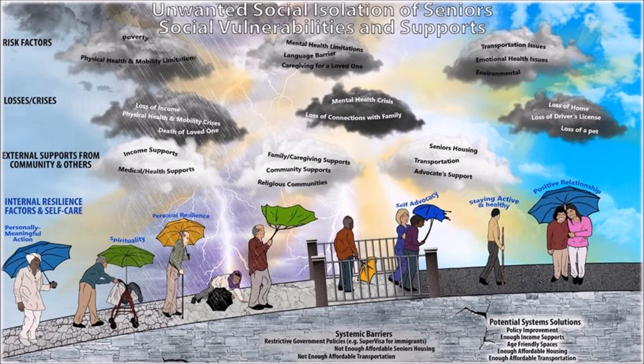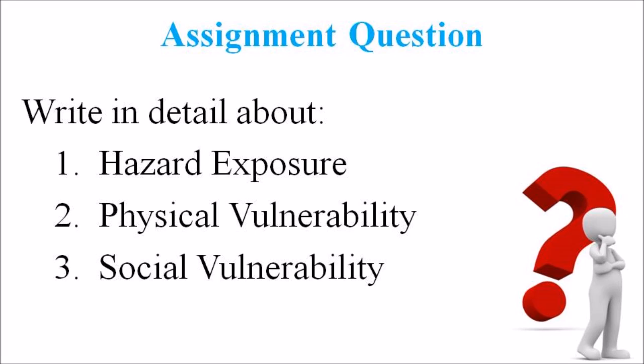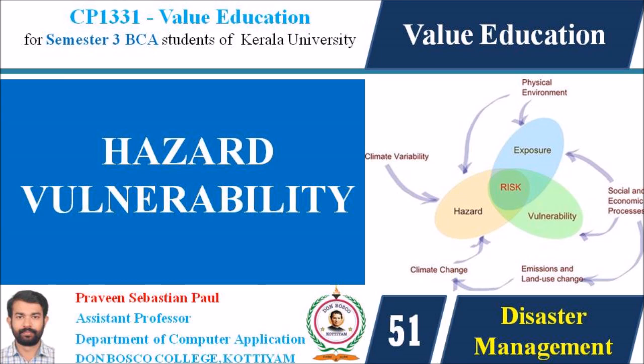So dear students, in this lecture we have discussed the pre-impact conditions of a disaster or a hazard. That is, the information from this process is needed to identify the pre-impact conditions that make the community vulnerable to disaster impacts. So my dear students, kindly go through this assignment question. The assignment question is: write in detail about first the hazard exposure, second the physical vulnerability, and third the social vulnerability. So dear students, in the upcoming lecture, we will discuss the event-specific conditions in the disaster management system.